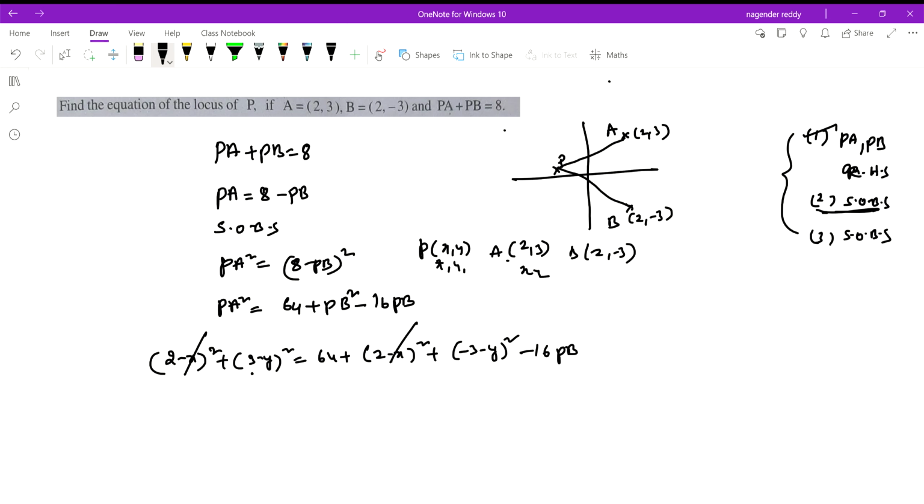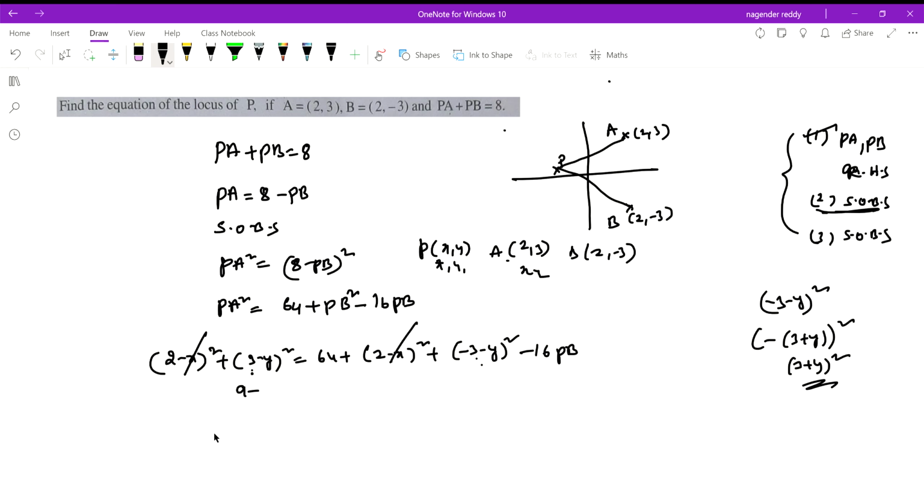Why? Because this is (3 minus y) whole square and this is minus (3 minus y) whole square, and do you know this is (a plus b) whole square? Let me explain. Minus (3 minus y) whole square: if you take minus common, it will be (3 plus y) whole square, since minus whole square gives us plus. That means we'll get (3 plus y) whole square. So use this one, (a minus b) whole square.